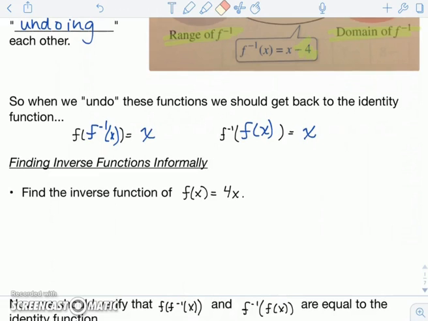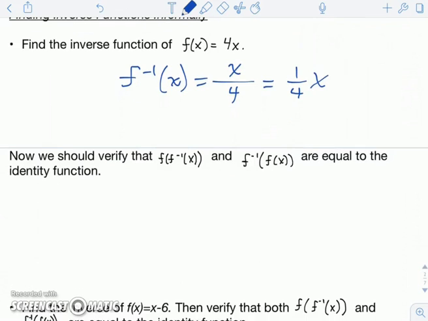So if it says find the inverse function of f of x equals 4x, well, think about this. I'm multiplying by 4, so my inverse function needs to undo a multiplication of 4, which would be a division of 4, which is the same thing as multiplying by a fourth. So whatever one you wanted to do here is fine. Okay, I'm going to show you a way to find the inverse when they're a little more difficult than this. But part of finding the inverse, and we're going to do this every time, is we're going to have to verify that they are actually inverses of each other.